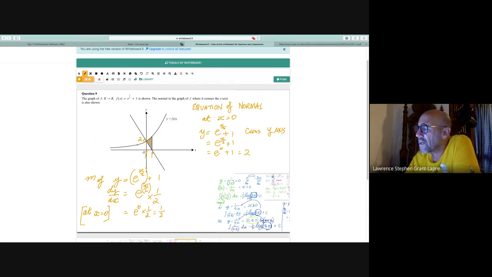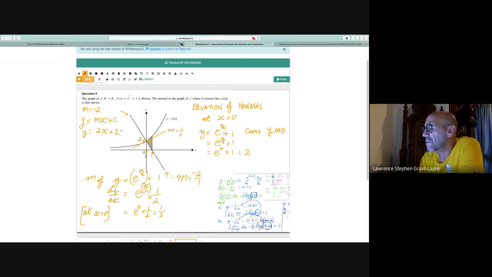So if the gradient is 1 over 2 there, therefore the gradient of the normal is negative 2 over 1. So you have to reciprocate it and change it to negative. Okay, now we know this has a gradient of negative 2 over 1. The gradient is negative 2. So y equals mx plus c for this normal: y equals negative 2x plus 2.